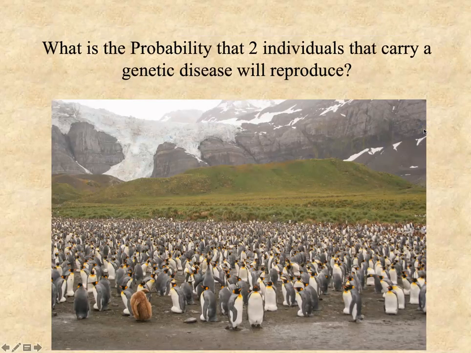Well, what is the probability that two individuals that carry a genetic disease will reproduce? It depends on the size of the population. If we look at these king penguins in South Georgia Island near Antarctica, it has a very huge population. And typically, genetic diseases are rare in a population. So when you have a huge population size like this, it would be very rare that you would have two individuals that carry the disease reproducing.